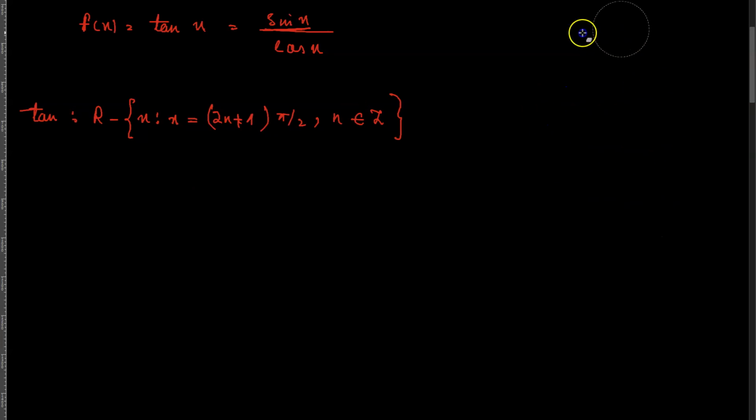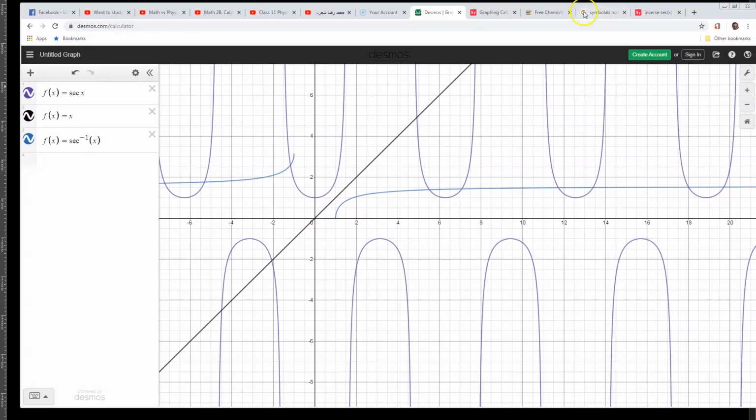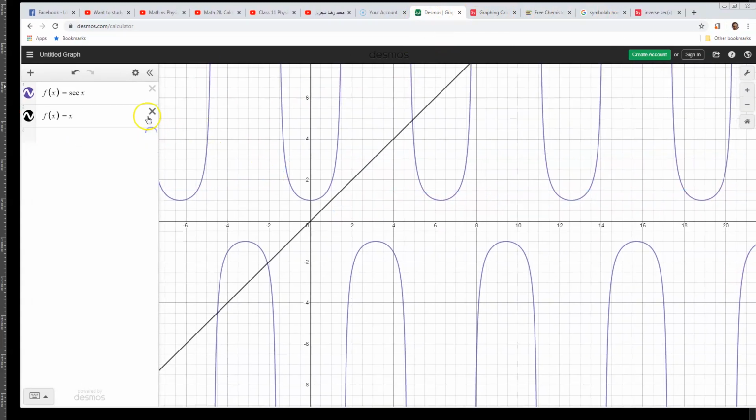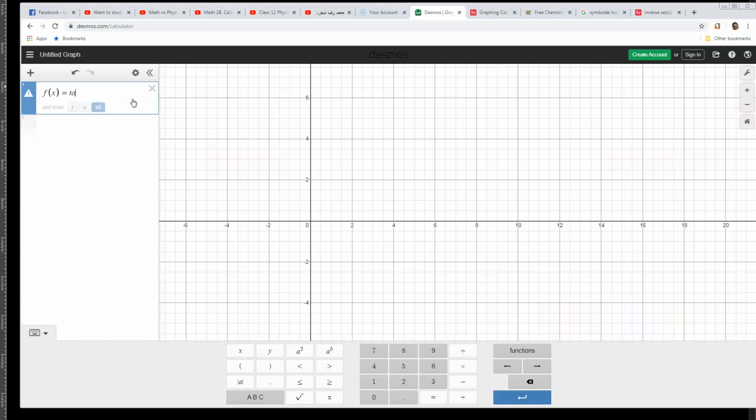Now the range of your function goes from negative infinity to positive infinity, which means that the range of the function is the set of real numbers, right? And if you want to see the graph of the function, we can of course do that, thanks to Desmos.com, they have actually created a great calculator. Now f of x is equal to tan x.